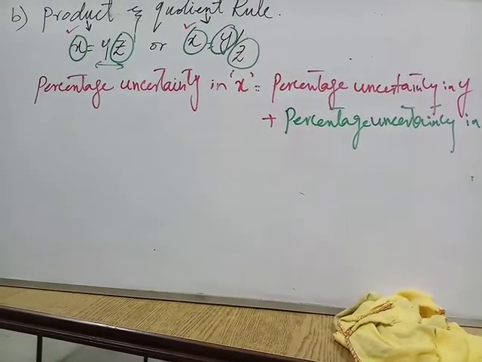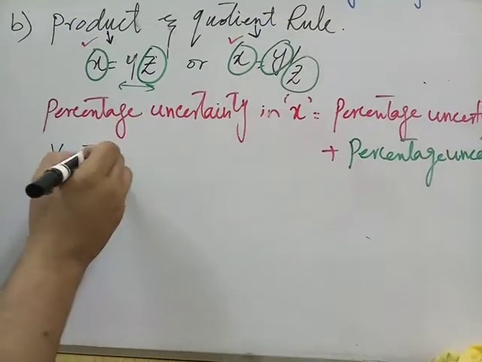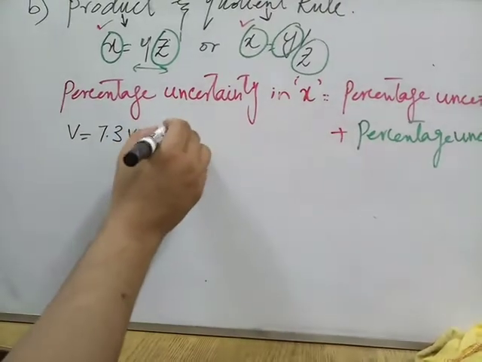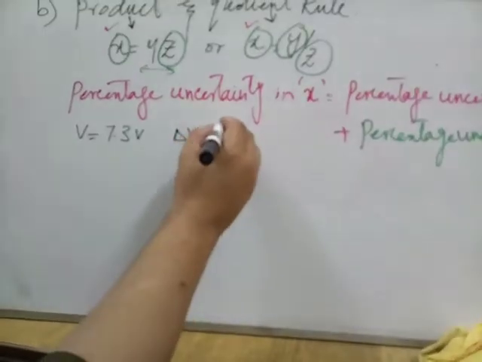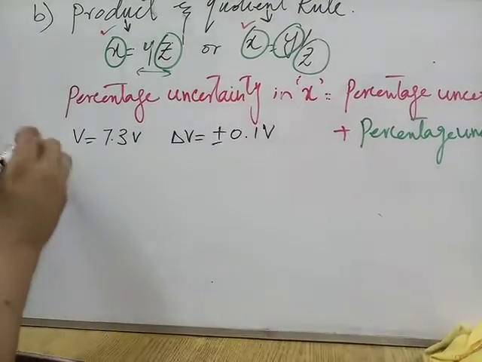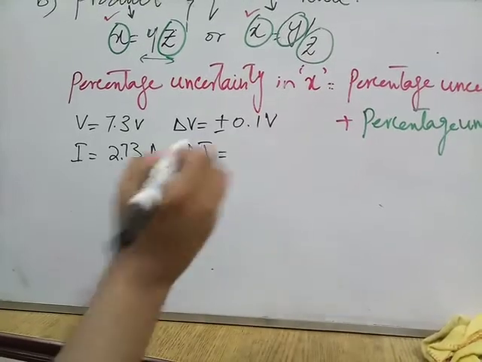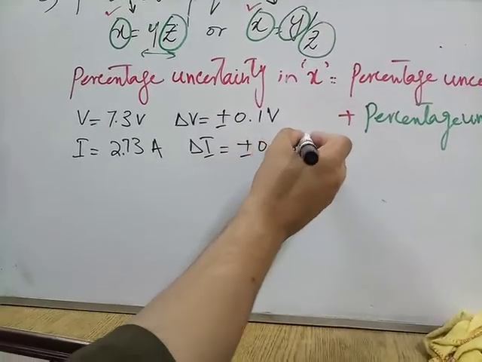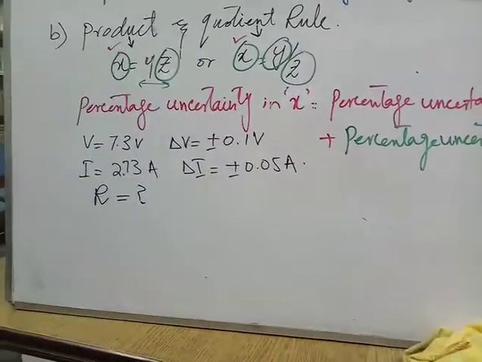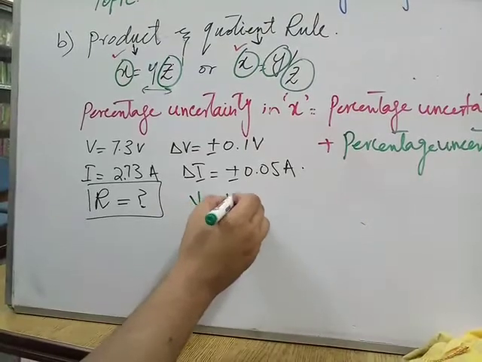For this, I am going to solve a numerical. Suppose we have a voltage V equal to 7.3 volt, and the uncertainty in this voltage is plus or minus 0.1. This is also the least count in voltage. The value of the current is 2.73 ampere and the uncertainty in I is plus or minus 0.05 ampere. So the question is, find the value and percentage uncertainty in R. R is the resistance. You remember the formula for Ohm's law: V is equal to IR.